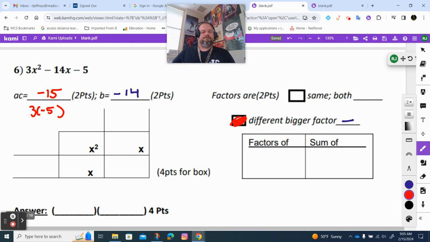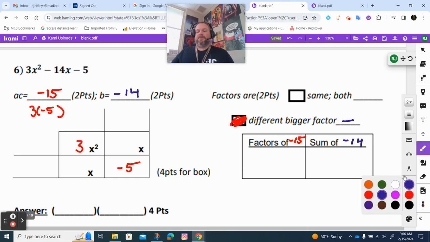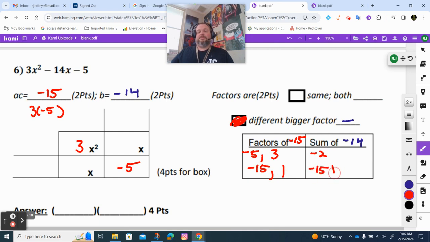Now, we have -15, the sum of -14. Usually with 15, a lot of people think of 5 and 3. Well, that gives us -2. All right. I actually went a little bit easier on this one. That's the factors that I chose here.